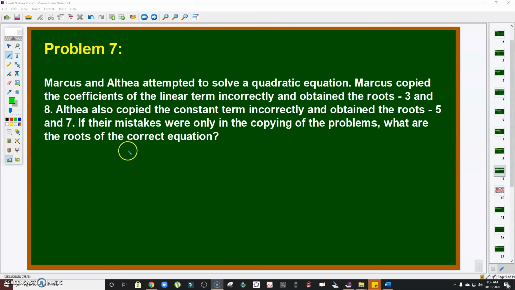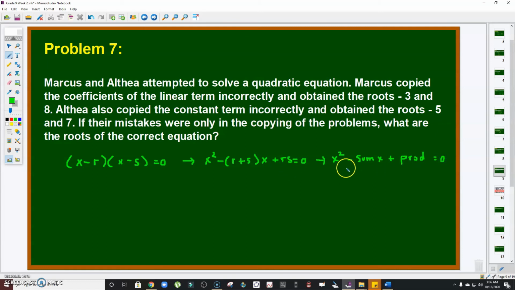Okay, so before we solve this problem, recall natin yung x minus r times x minus s equals 0. If I'm going to expand it by FOIL method, I'm going to end up with x squared minus (r plus s)x plus rs equals 0. Or in other words, x squared minus sum x plus product equals 0. Take note of this.